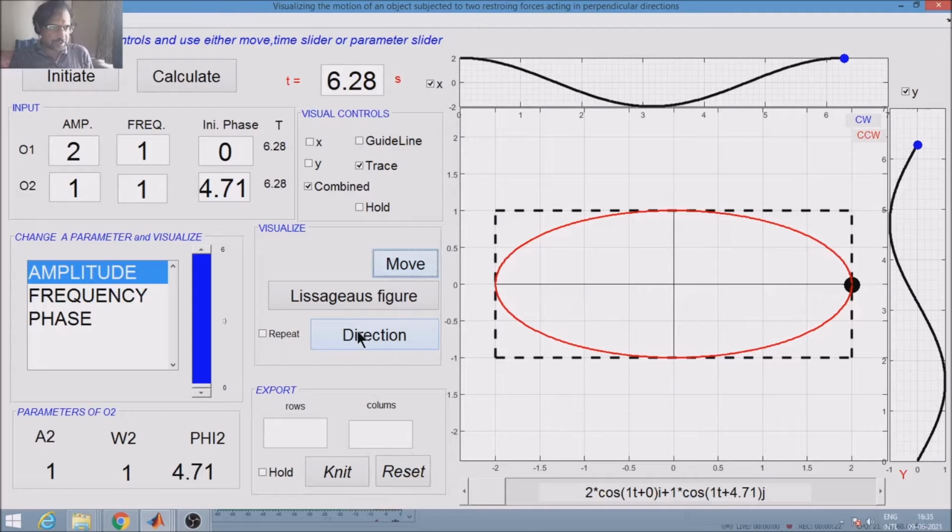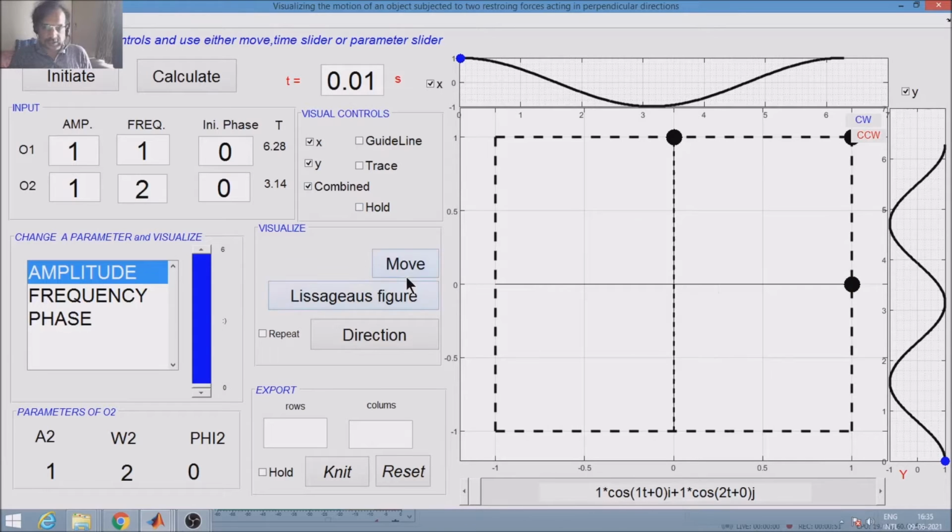Now let us look at the case of unequal frequencies. For simplicity, let us keep the amplitude 1 for both of them. To start with, let us put the phases also the same, and let's make the frequency of the Y oscillator 2. Now let us see how this motion would look. First let me use the time slider. So at t equal to 0, both x is at maximum and y is at maximum, so the combined effect would be here.